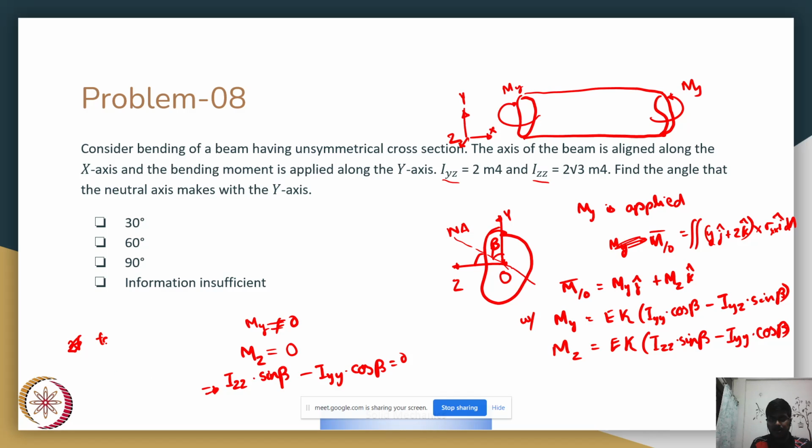If I just rewrite this, tan beta would be equal to Iyz by Izz, which is nothing but 2 by 2 root 3, which is 1 by root 3. Therefore, beta would be tan inverse of 1 by root 3, which we know to be equal to 30 degrees. So 30 degrees is the angle that the neutral axis makes with the y-axis.